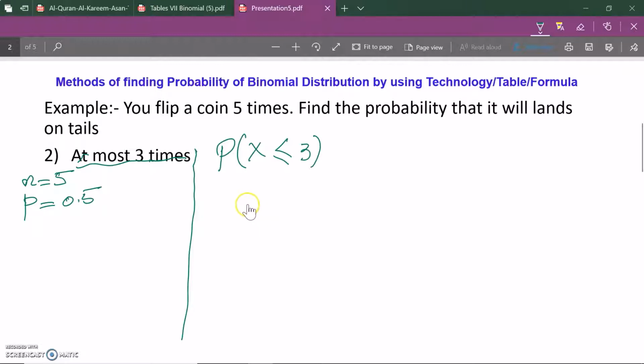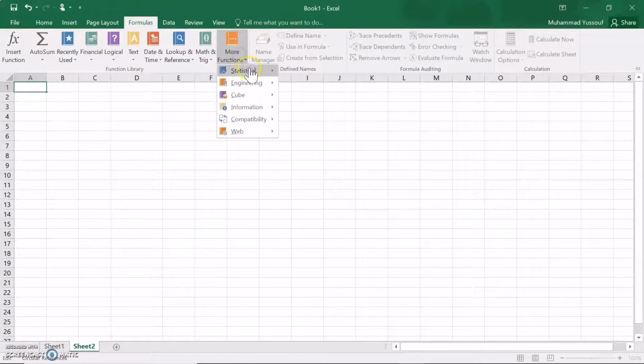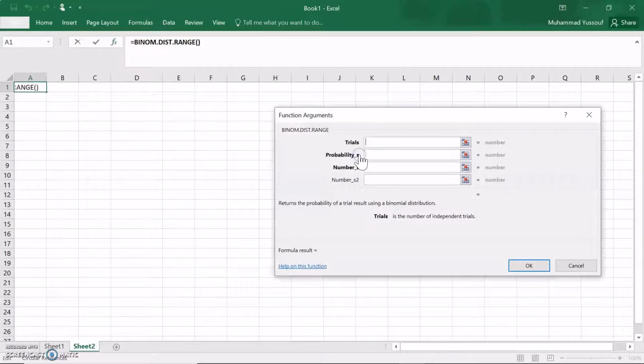So how are we going to deal with this one? We're going to again use Microsoft Excel. Let's see that. Let's clear it. Again, we are going to teach you how to insert the formula. Look once again: Formulas, More Functions, Statistical, and BINOM.DIST.RANGE. Same stuff. We have 5 as the number of trials. The probability of success is the same, 0.5. Now it's asking for the number at the most 3.